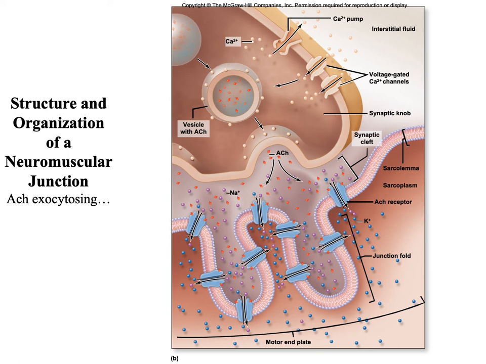When calcium comes in, it tells these little packages of acetylcholine, they're just little proteins that have been synthesized. Protein synthesis made acetylcholine, the neurotransmitter, and they've been packaged by the Golgi apparatus, and they're all bundled up. Calcium comes in and says, time for you, acetylcholine, to come and make a muscle contract. So off it goes. It fuses with that cell membrane. Exocytosing.